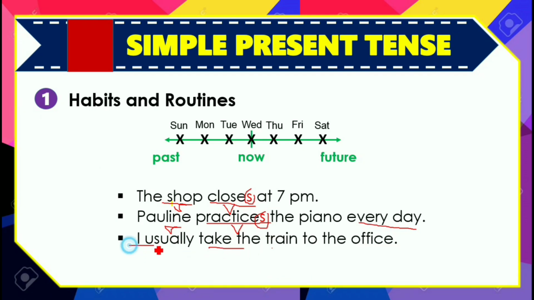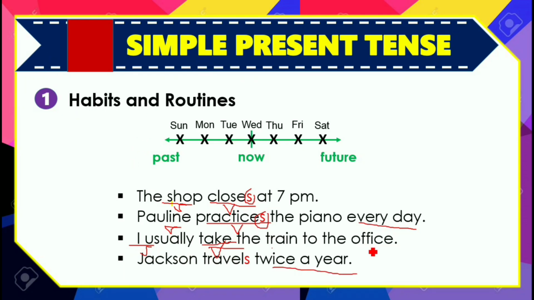So I is our subject, which is plural, while take is our verb, which is also plural. So remember, there is no s. Jackson travels twice a year. That means that every year Jackson travels twice. So Jackson is our subject and our verb is travels. Now because our subject is singular, we need to add an s to our verb.